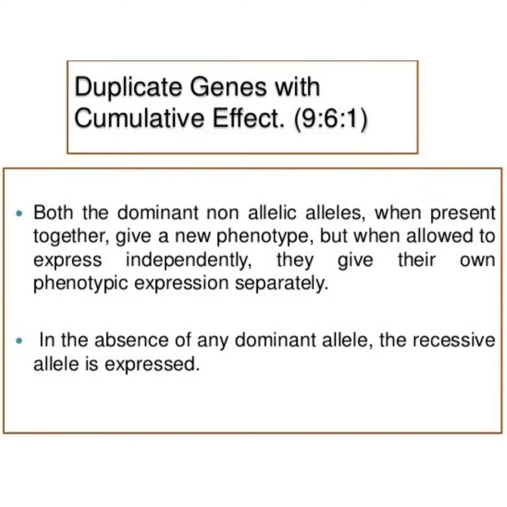Now, what are the duplicate genes with cumulative effect? The ratio is 9:6:1. When both dominant non-allelic alleles are present together, they give a new phenotype. But when allowed to express independently, they give their own phenotypic expression separately. In the absence of any dominant allele, the recessive allele is expressed.